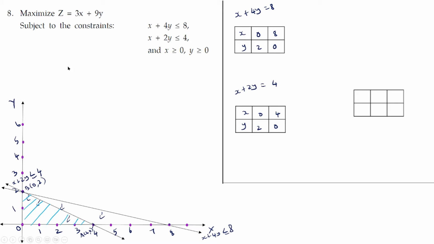And now if we have to find the maximum value of the objective function z, we have to draw the isocost line. So first we have to start with an arbitrary value of z. Now to determine this arbitrary value, let us take the LCM of the coefficient of x and y. The coefficient of x and y is 3 and 9. LCM of 3 and 9 is 9.